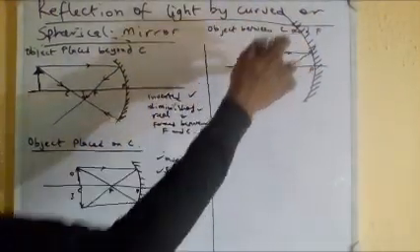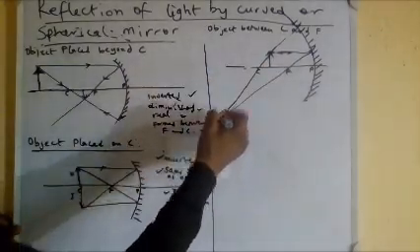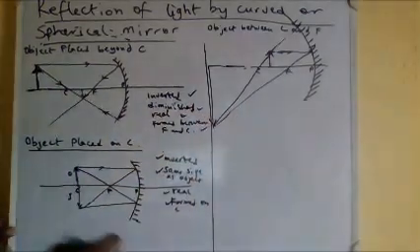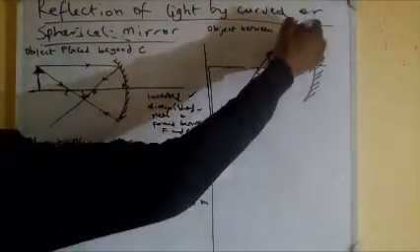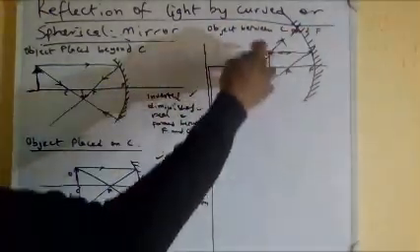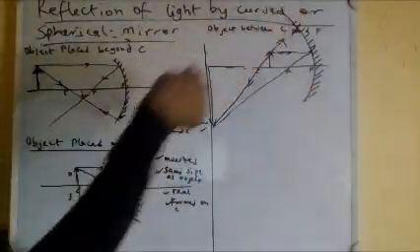Okay, so it passes through. So there's going to be an image formed here. Very big. Look at the image. Big. So you see the rules. The rule is that the reflected ray will either pass through the focus or pass through the center of curvature.